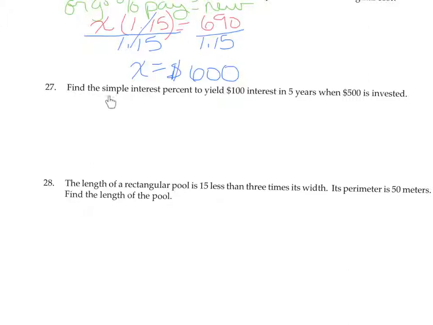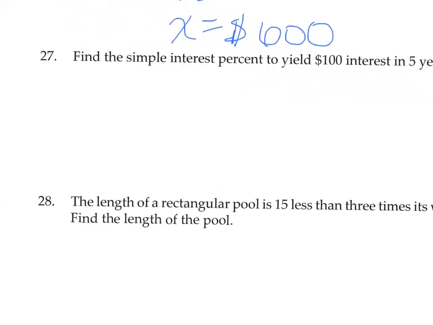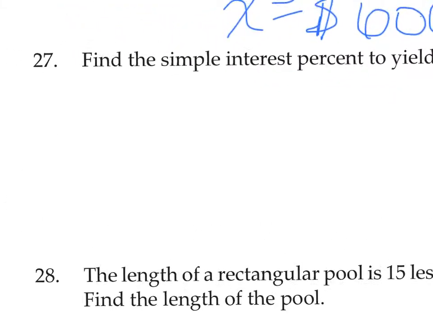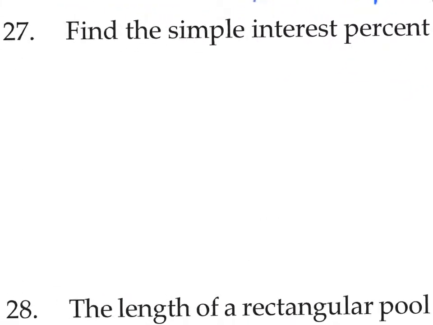27. Find the simple interest percent to yield $100 interest in 5 years when $500 is invested. So you're going to have to start with the simple interest formula, which is I equals PRT. And then you're going to substitute the numbers in that you know. Find a simple interest percent to yield $100 interest.